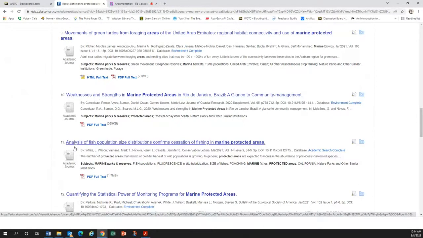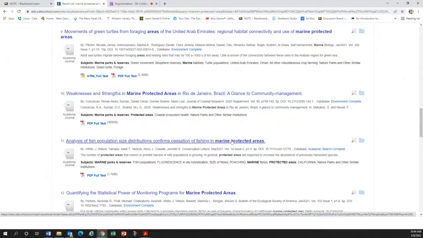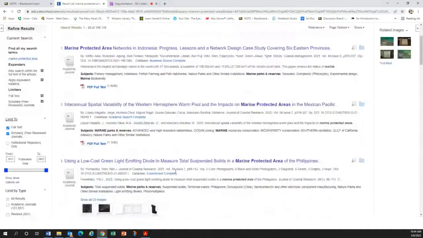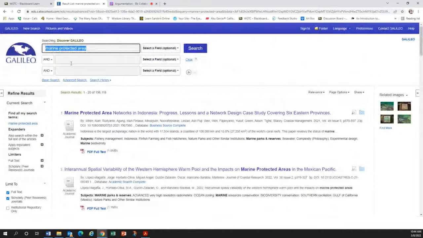Marine protected areas. Here's a good one. Analysis of fish population size distribution confirms cessations of fishing in marine protected areas. So this means that we know the MPAs are working, because there are more fish, and we know that they're not being fished. And of course, in order to reinforce this, it would have to be researched. So you could do research there. You've got to dig through all these articles. That's your job, though, right?